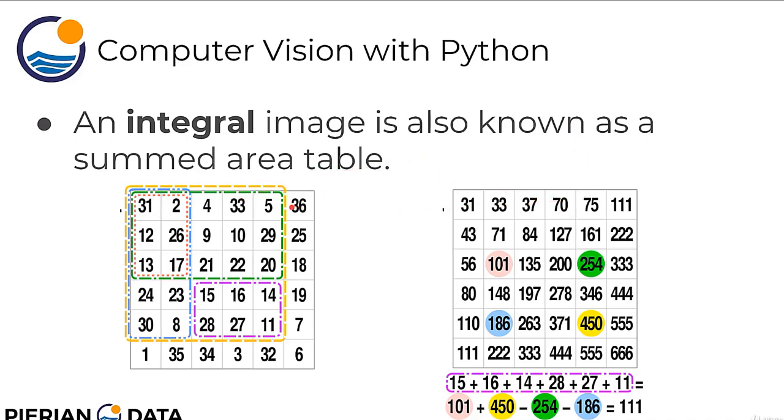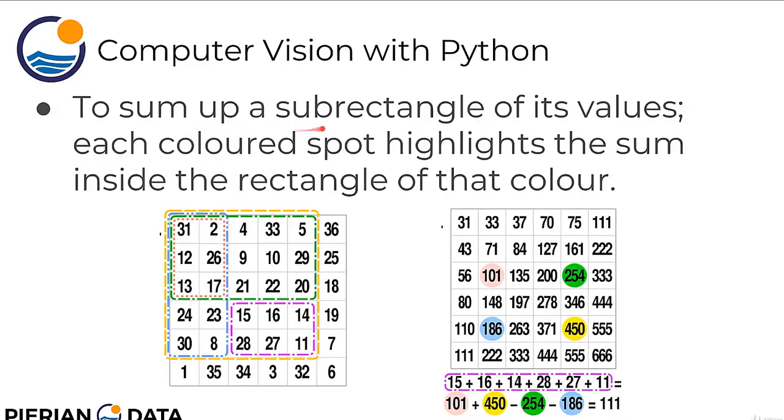And what that allows us to do is quickly calculate the sum of any rectangle on this actual image. So we can see here, as we go along, to sum up a sub-rectangle of its values from the original image, each colored spot highlights the sum inside the rectangle of that color, which is essentially just the bottom right-hand corner of that particular rectangle.